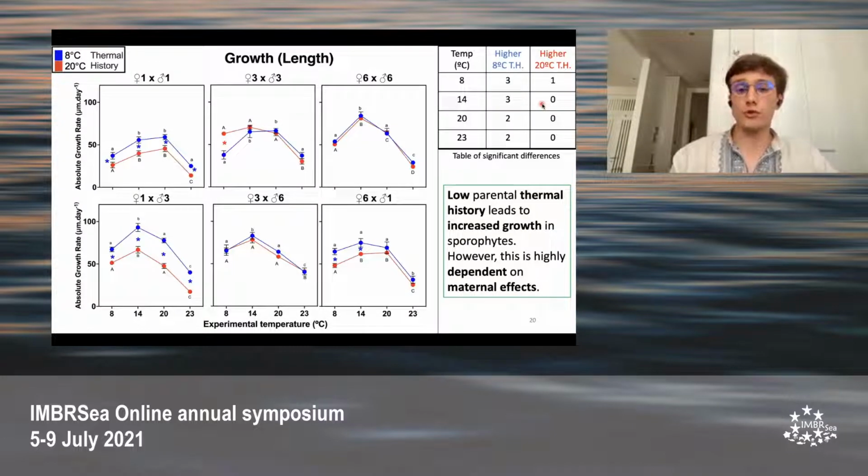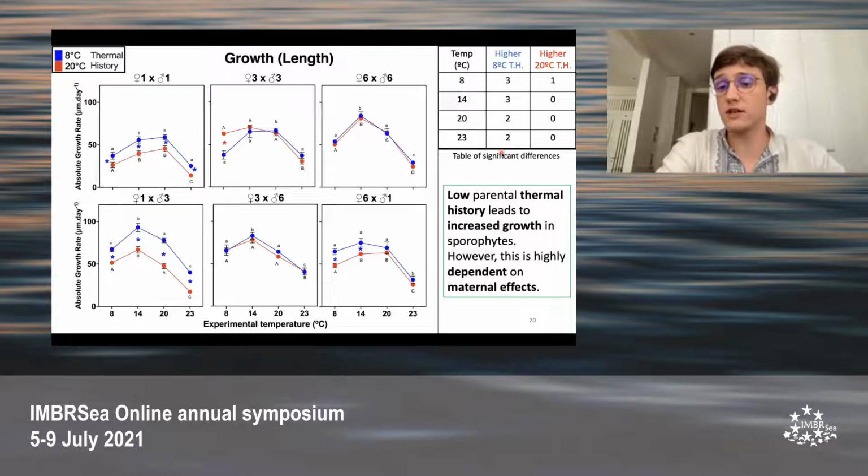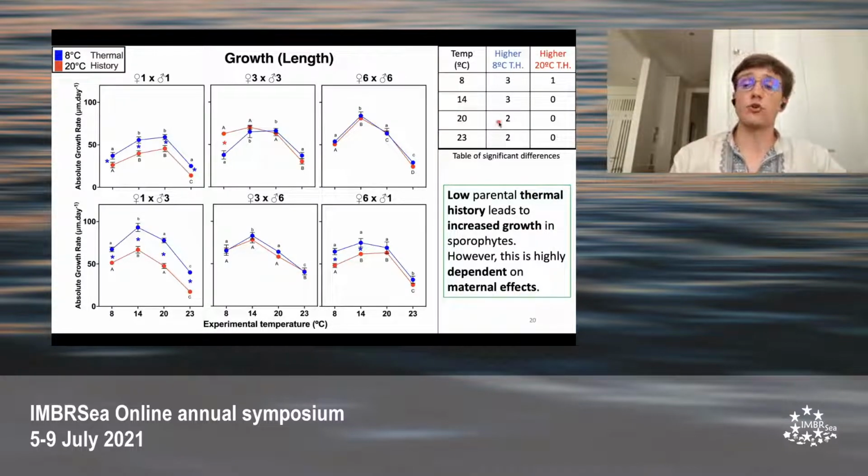Moving on to growth. So here we have a similar graph with the absolute growth rate for the length of the sporophytes, and the rest is pretty much the same. And looking at the table of significant differences, we realized that there are actually some crosses that show a higher growth and increased growth when coming from a lower thermal history this time, which is quite surprising considering the previous results.